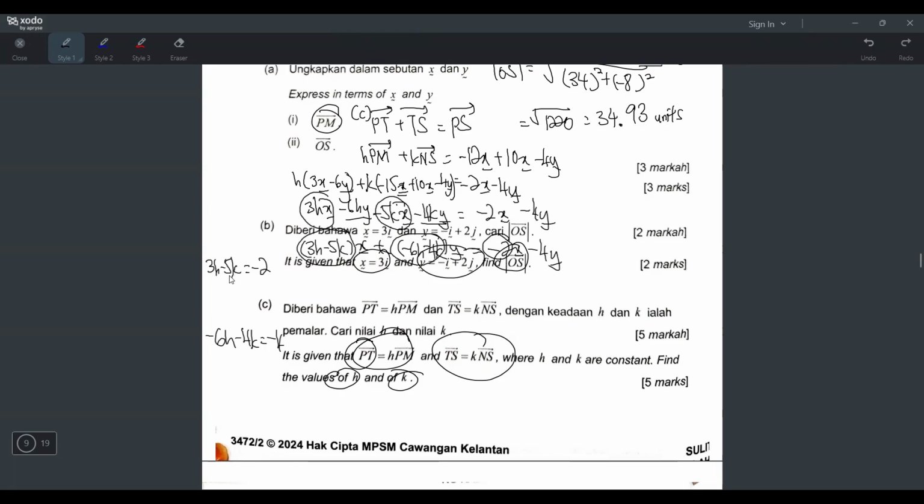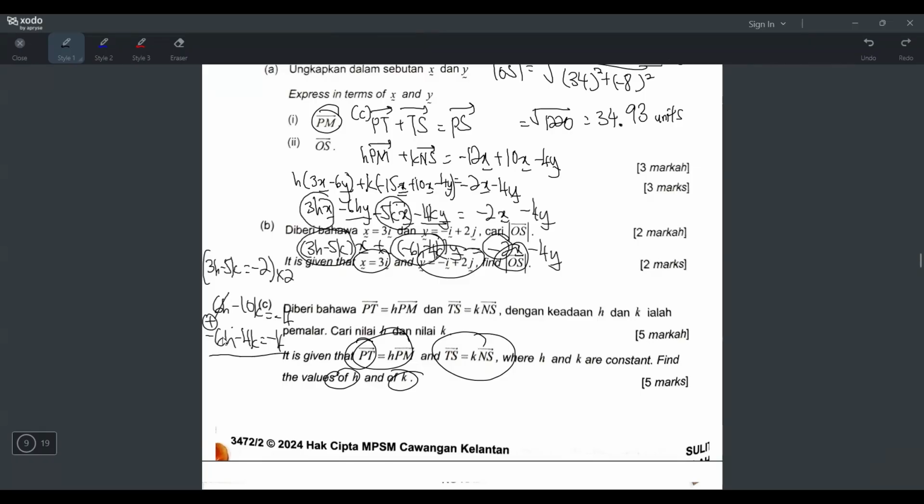You can do elimination method and take this equation times 2. Because when you do that, the 3h times 2 is 6h, and then later the 6h and negative 6h, you can eliminate the h. You can hapuskan. Okay, 3h times 2 is 6h. Negative 5 times 2 is 10k. Negative 2 and negative 4. And kenapa saya buat macam tu? Because I know 6h, 6h, when I tambah, they will hapus.